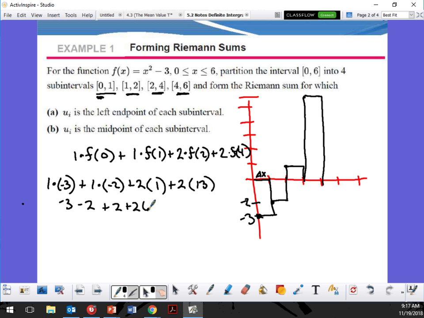All right, so what is my total area going to be of this? 23? Yeah, 23. So our area is going to be 23, because down here I get a negative area, and up here, a positive area.